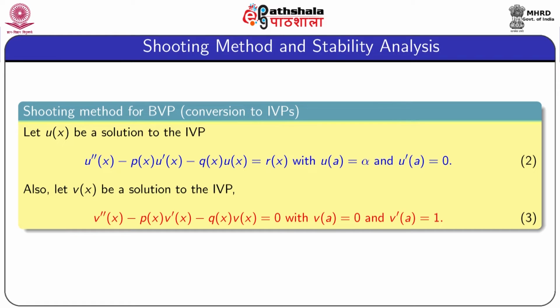Also let v(x) be a solution of another second order initial value problem, v'' minus p(x) v' minus q(x) v equal to 0. Note that in the second problem the right hand side is 0, but in the first problem the right hand side is taken as r(x), which is the right hand side of the original boundary value problem. Here the initial conditions are v(a) equal to 0 and v'(a) equal to 1. So, initial conditions are changed according to the given problems.